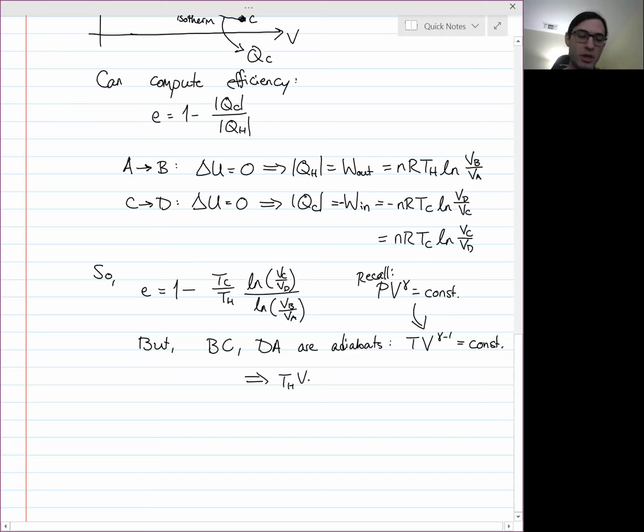which implies that TH times VB to the gamma minus 1 is equal to TC times VC... I think I got, sorry. It's not in my notes, so I have to make sure I get this right.